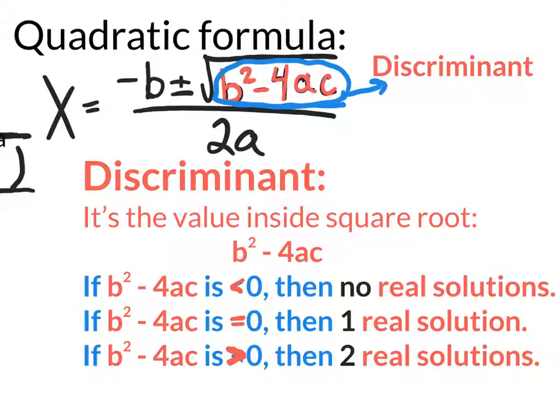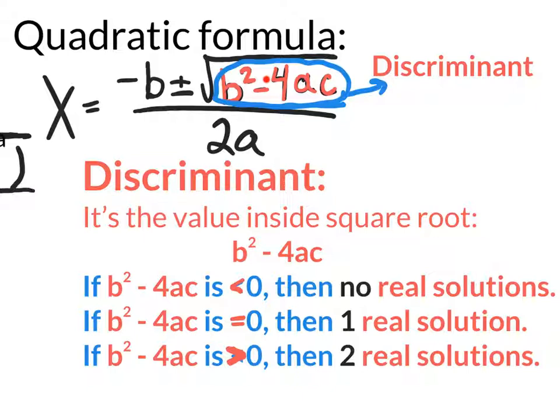Okay? Now, let's just take one more moment and talk about what that looks like visually. If this discriminant were less than 0, if it were negative, how many answers do I get? If it were negative, how many answers do I get?